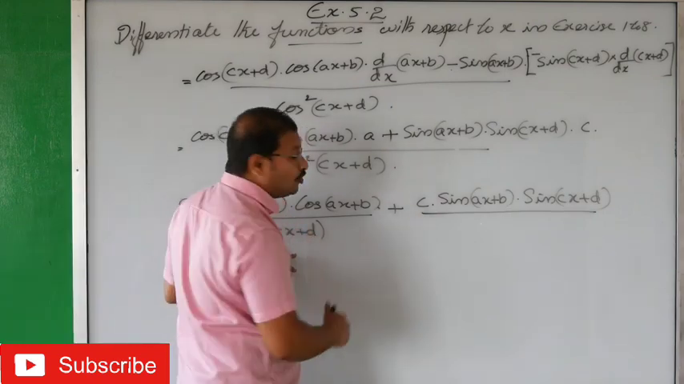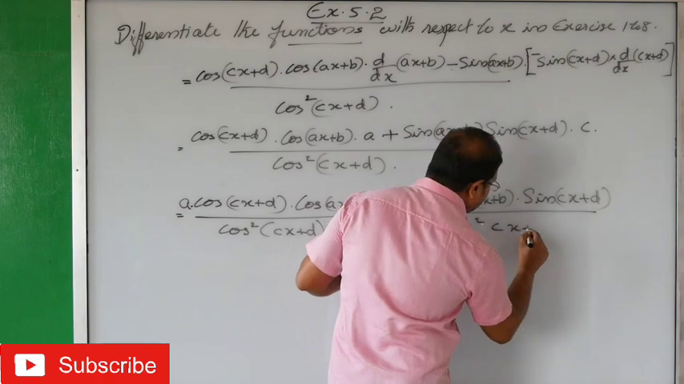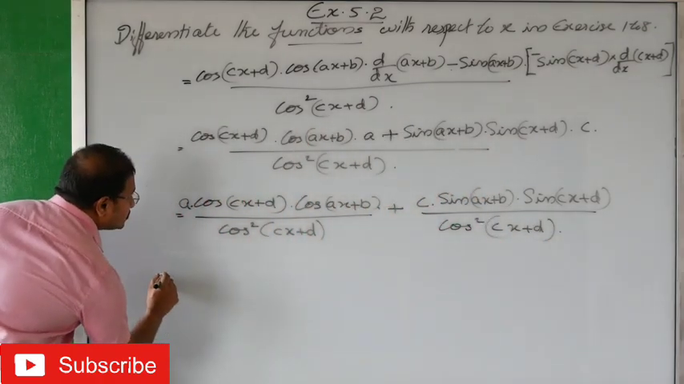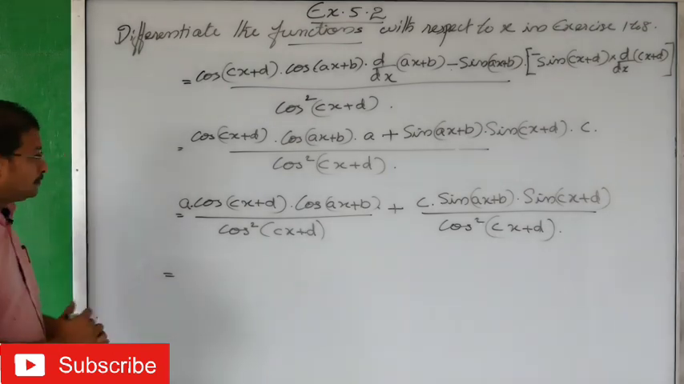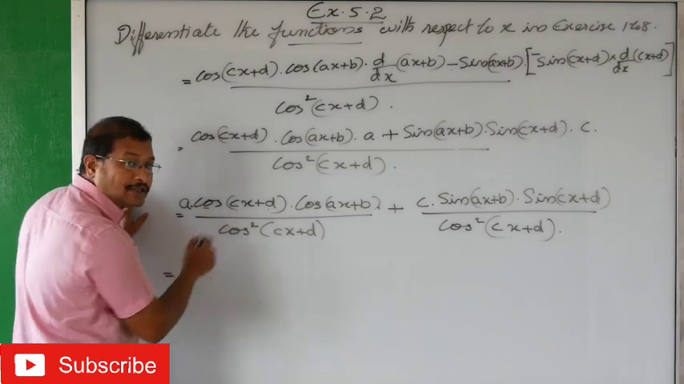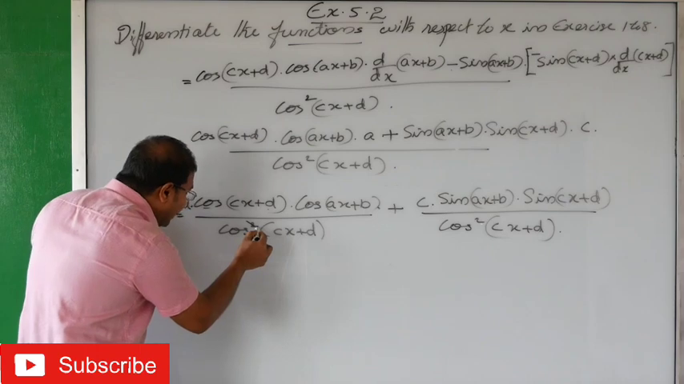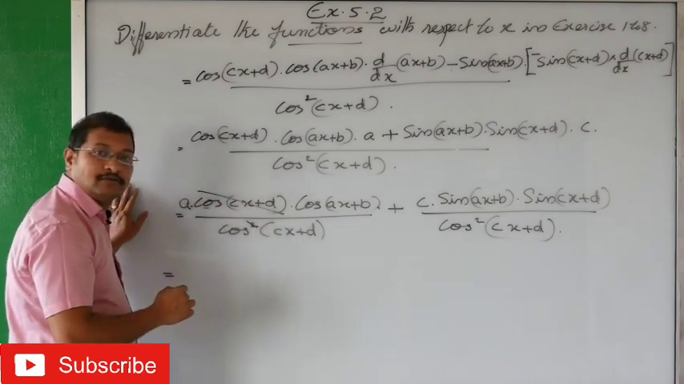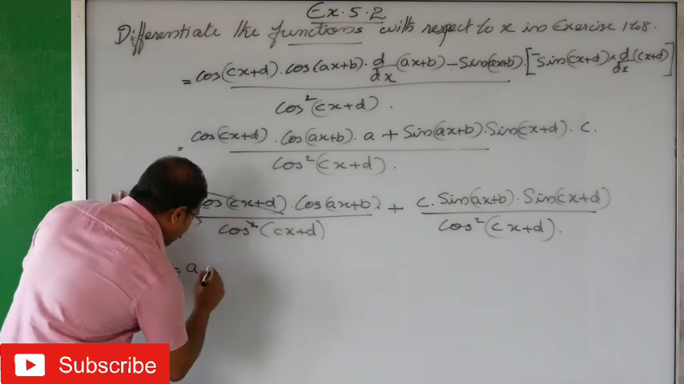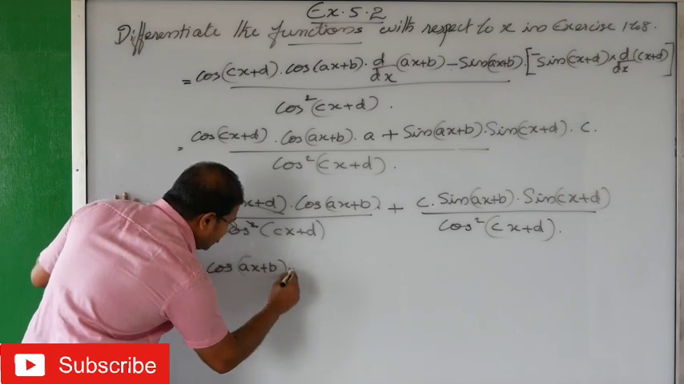Ready? We are separating the denominator. That means what you will write? Cos square cx plus d equals. Now what you can do? Say cos cx plus d, cos cx plus d, cos square cx plus d. Square means 2 times. One will cancel and the upside one will cancel. This equals a into balance. What is that? Cos x plus b into.